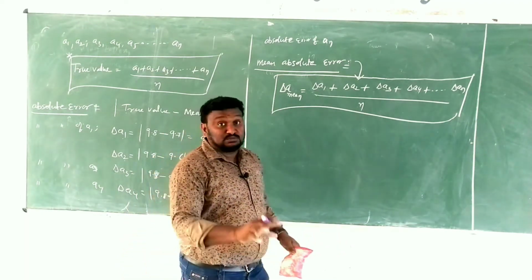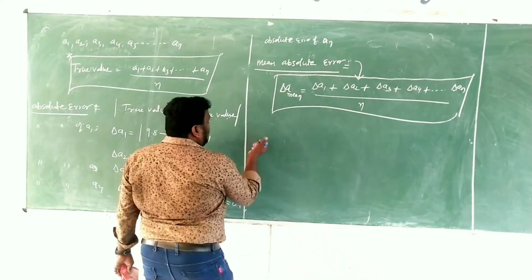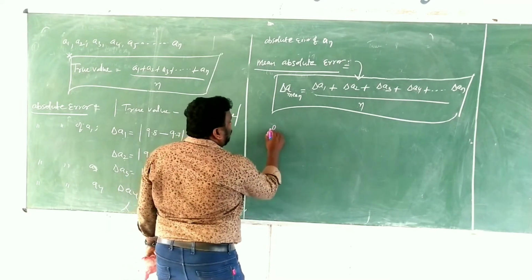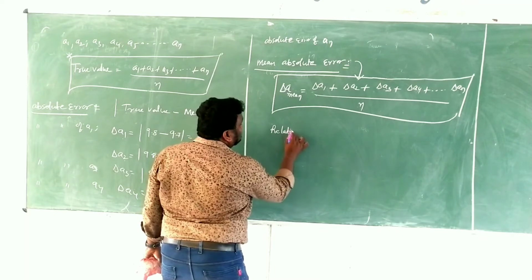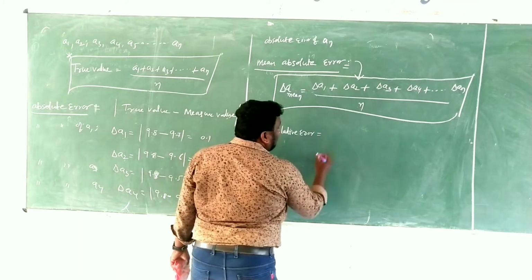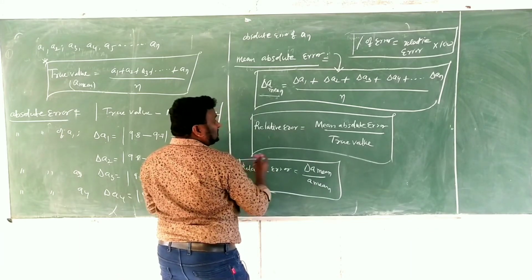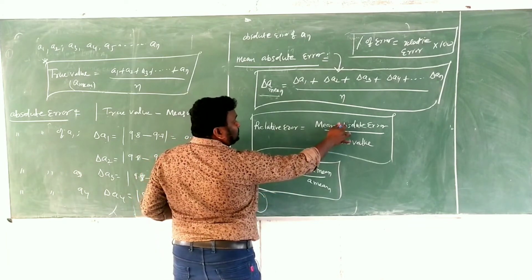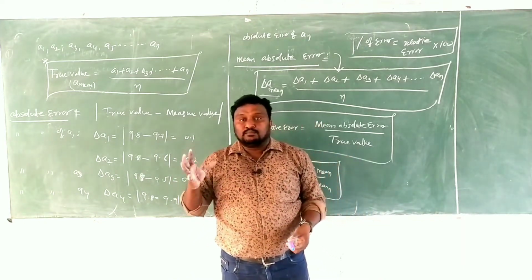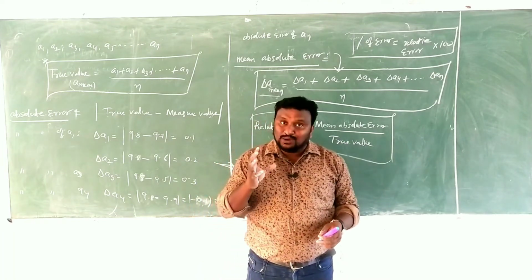And the next thing, the fourth one, is most important. On that only we have so many problems. Relative error. Relative error is nothing but the ratio. Relative error is the ratio of mean absolute error to the true value. The ratio of mean absolute error and true value is called relative error.